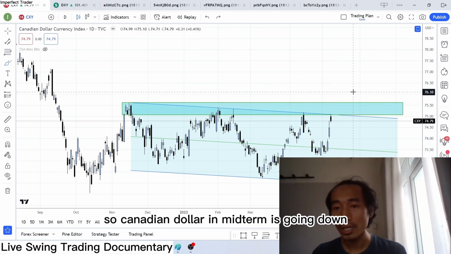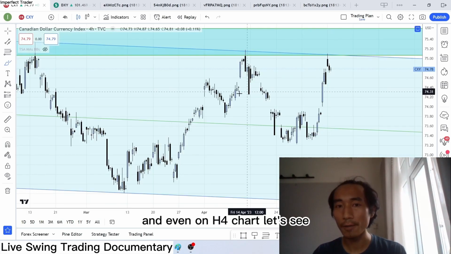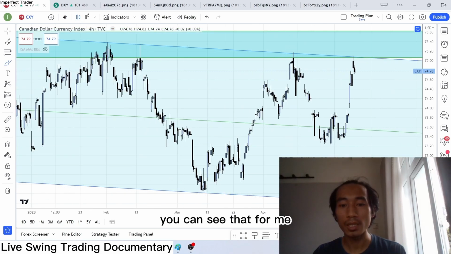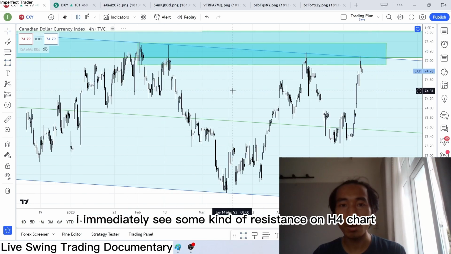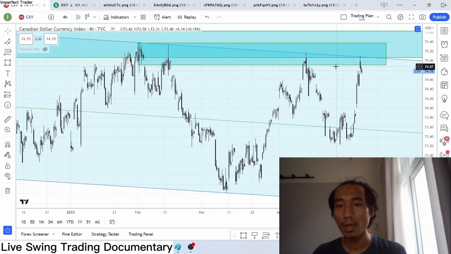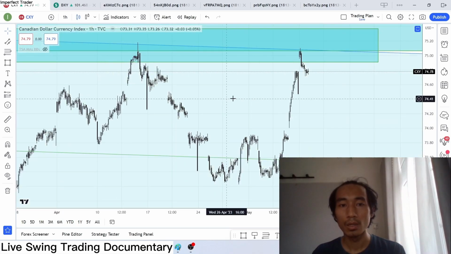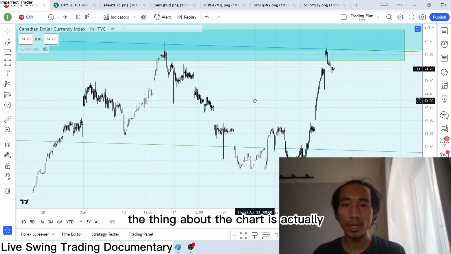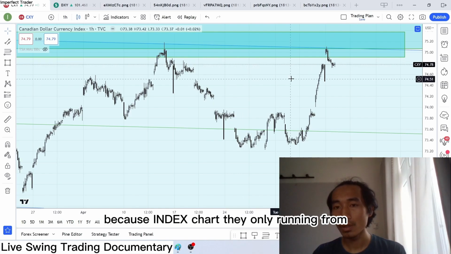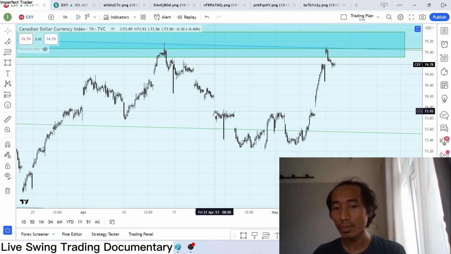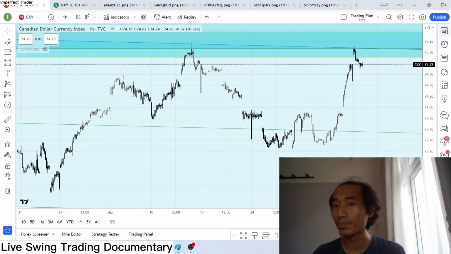So the Canadian dollar in the midterm is going down, and even on the 4 hour chart, you can see that I immediately see some kind of resistance on the 4 hour chart right here as well, and on the 1 hour chart. The thing about this chart is it's actually missing a lot of data, because in that chart they're only running the New York session, which is quite annoying.